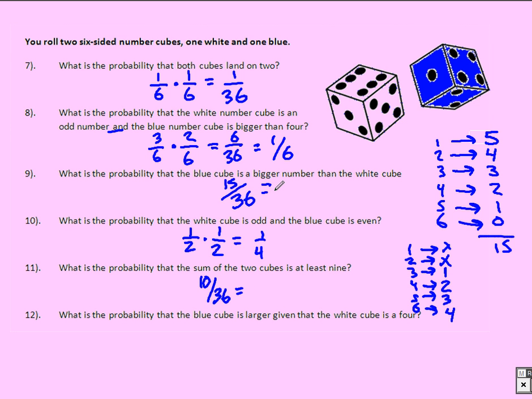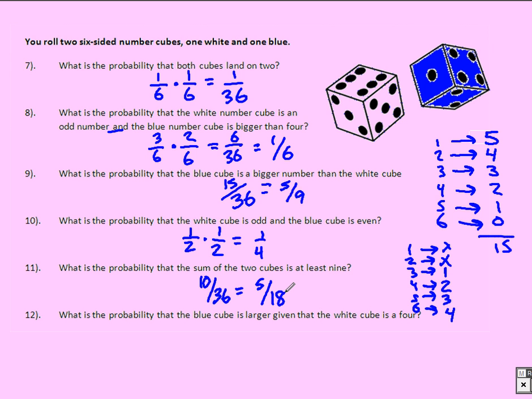And actually I can reduce both of these fractions from those problems. That becomes 5 out of 9, and this one I can divide by 2 and get 5 out of 18. So actually it's twice as likely for number 9 to happen than number 11.